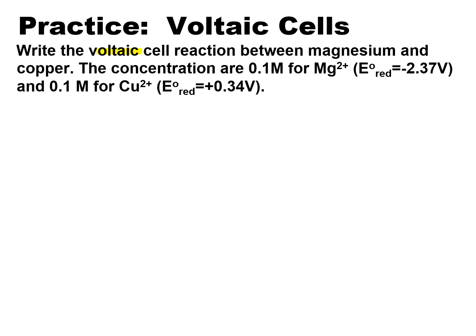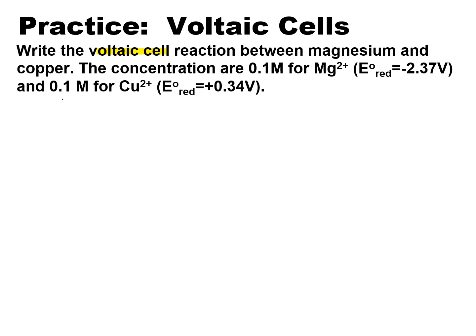If it's a voltaic cell, it means it's spontaneous. If it's spontaneous, the standard cell potential is going to be positive. So the only way is that the cathode is going to be the one with the highest standard reduction potential, and the anode is going to be the one with the lowest. So magnesium needs to be the anode, and copper needs to be the cathode.